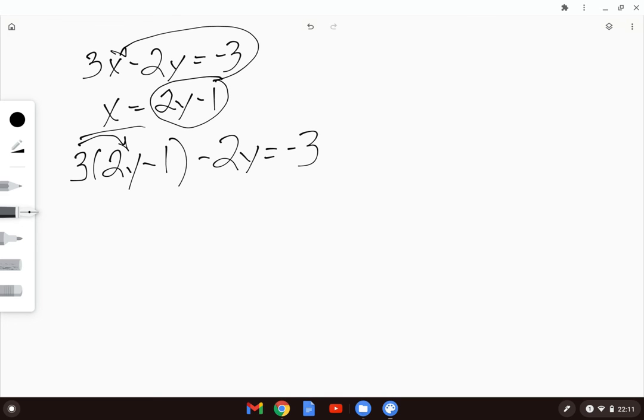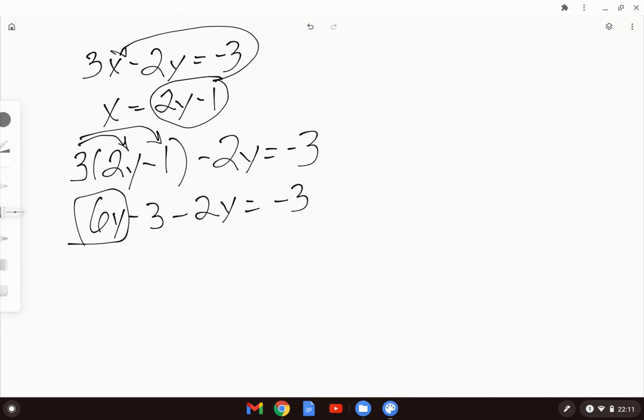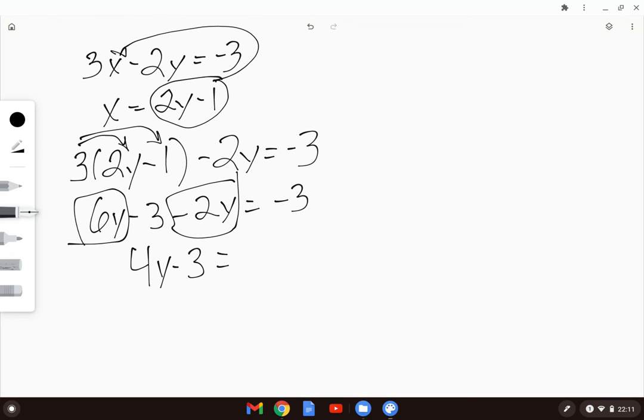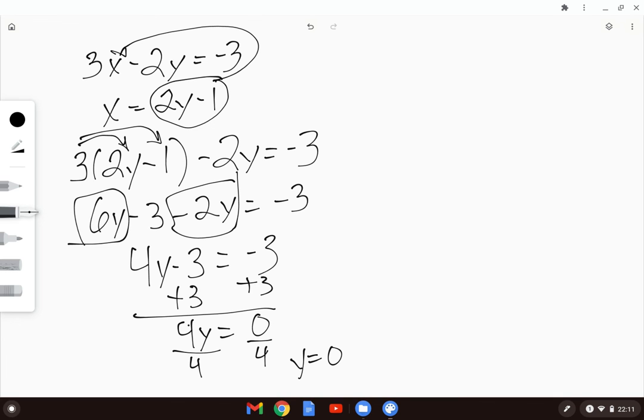And then I'm just simply going to solve this equation for the variable. When I combine my like terms, 6y and the negative 2y, I get 4y minus 3. So negative 3 plus 3 equals 0. And then I divide both sides by 4. 0 divided by 4 is 0, so y equals 0. Okay, so that's my first 2 steps.